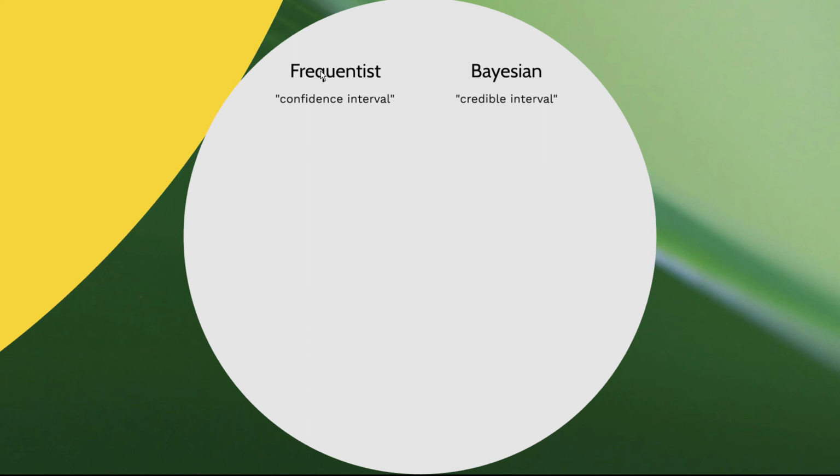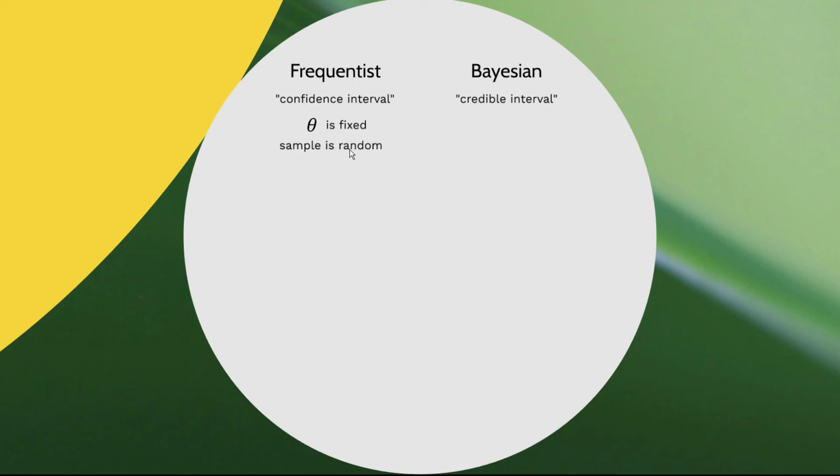For frequentists, they will call these intervals confidence intervals, and for Bayesians, they're called credible intervals. But let's have a look and see how they differ. So from a frequentist perspective, theta, which is our parameter that we're trying to estimate, we consider that to be fixed, whereas the sample is something which might be considered random.